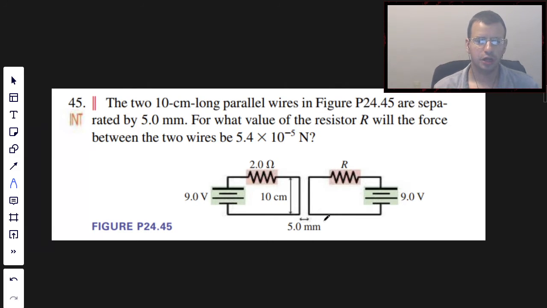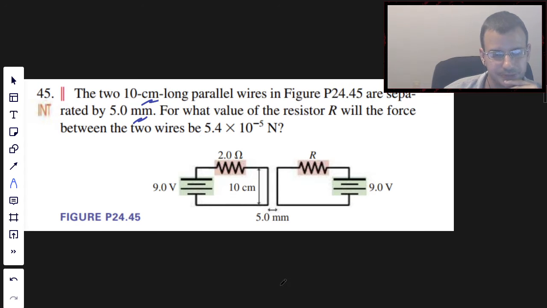The two 10 cm long parallel wires in figure 24.45 are separated by a distance of 5 millimeters. So I have to be careful that we have millimeters here, centimeters there. For what value of the resistor R will the force between the two wires be this?